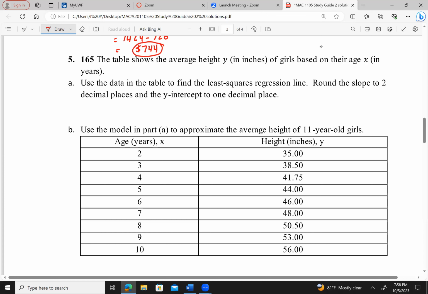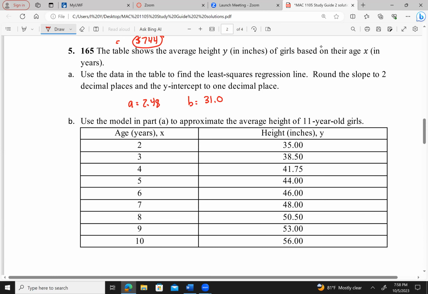Now we want to calculate, and we want to calculate LinReg ax plus b. So bring down the number 4 and hit enter. And then depending on your calculator, either hit enter again or go down to calculate. And we should end up with a equals 2.48 rounded to 2 decimal places, and b equals 31.0, rounded to 1 decimal place, which makes our linear regression line equation y equals 2.48 times x plus 31.0.